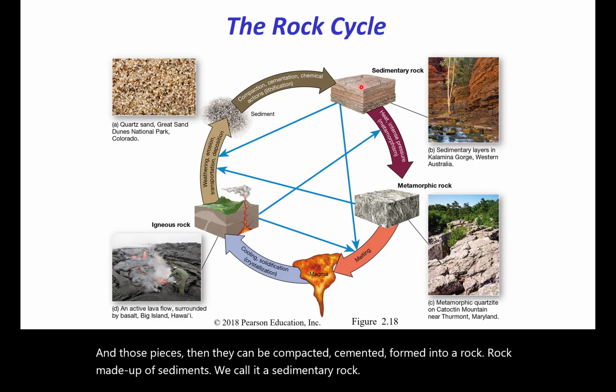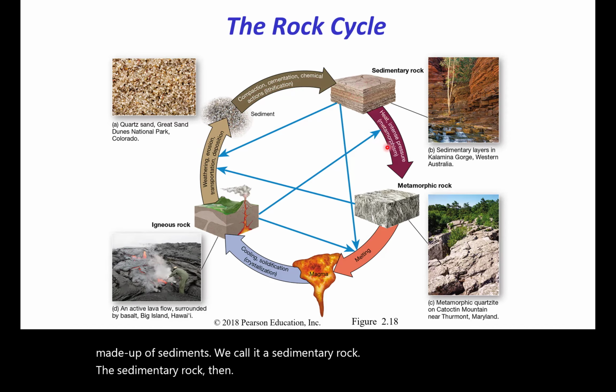The sedimentary rock then could be buried, heated, exposed to higher and higher pressures. This is called metamorphism. And that would create a metamorphic rock. The heat or the pressure can only be so high before you melt it. You don't want to melt a rock if you want to form a metamorphic rock.